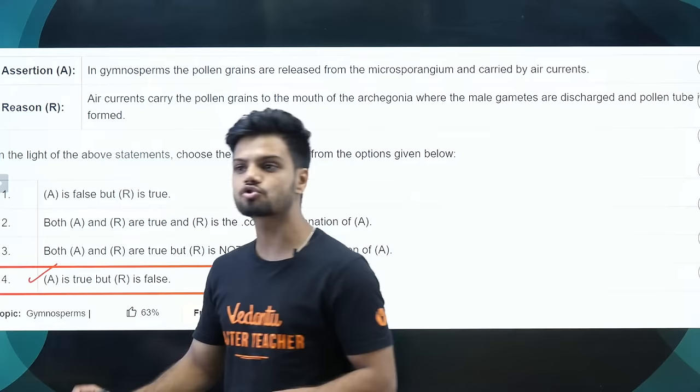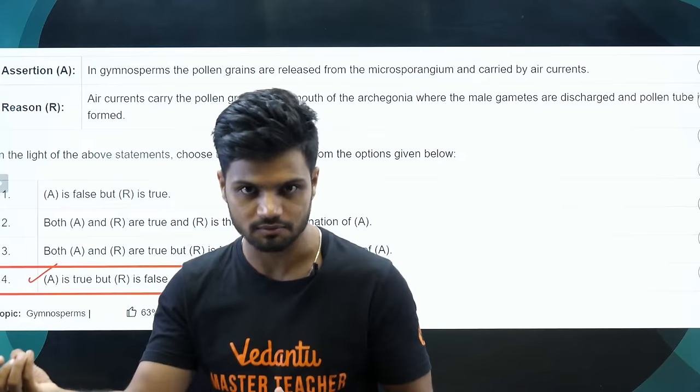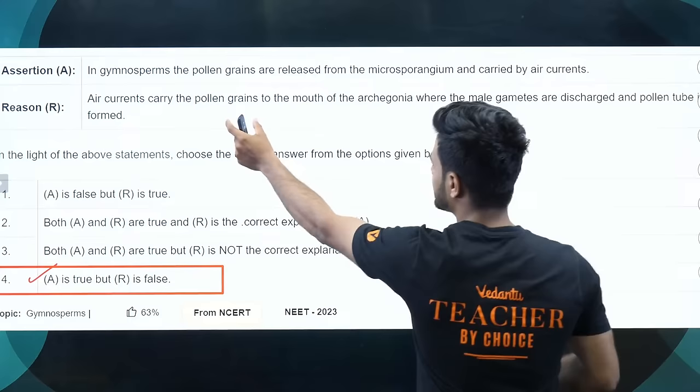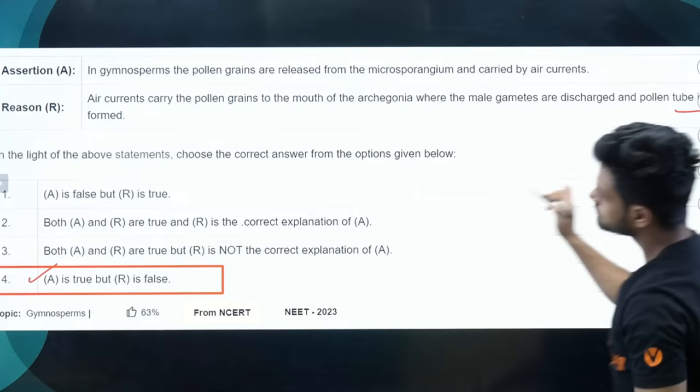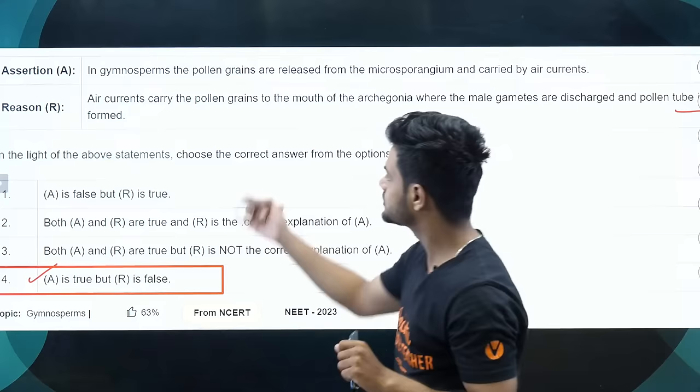Clear? In the case of a gymnosperm, there is development of pollen tube because we have pollen grains. Remember, in gymnosperms there are pollen grains, so there will be a pollen tube. The reason says air current carries pollen grains to the mouth, and that pollen tube is not formed. But just now I told you pollen tube is formed. So your assertion is true and the reason is going to be false.